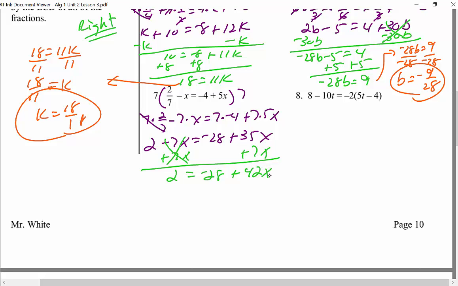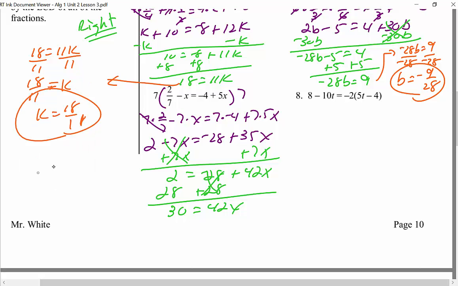I'm not done adding and subtracting. I have a negative 28 on the right. I don't want it there. I just want x's. So I add the 28. Why? Because negative 28 plus positive 28 is 0. They cancel. On the left I get 30. On the right I have 42x.